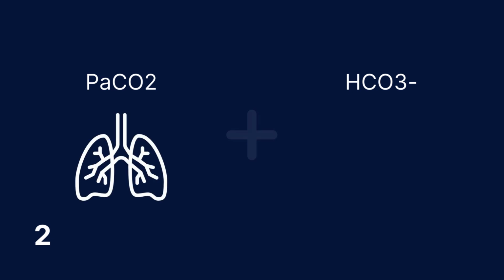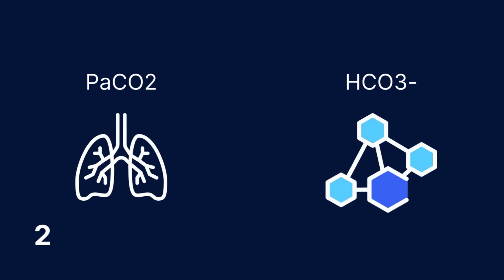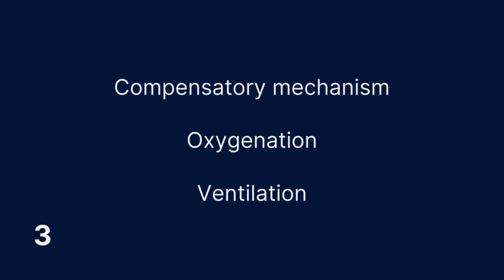Next, the primary disorder is identified by analysing the PaCO2 and HCO3 levels. Respiratory disorders are categorised by changes in PaCO2, whereas metabolic disorders involve changes in HCO3. Finally, the presence of a compensatory mechanism is evaluated to determine if the body is correcting any imbalances. This is in addition to oxygenation and ventilation assessment.